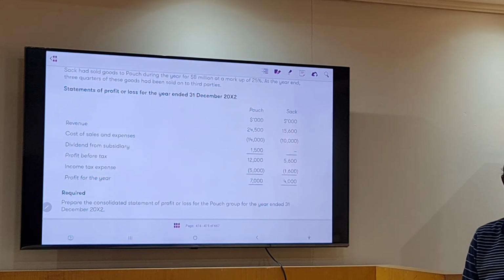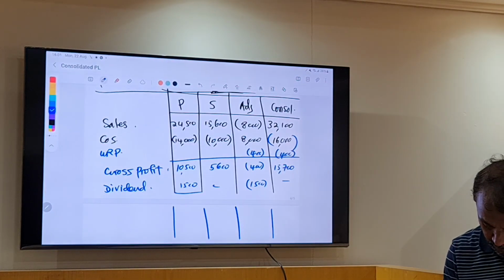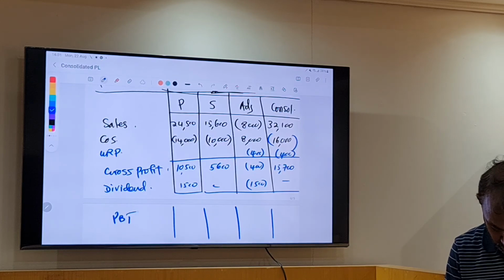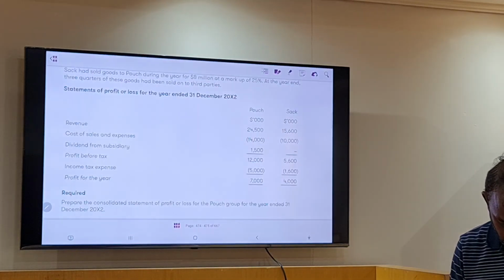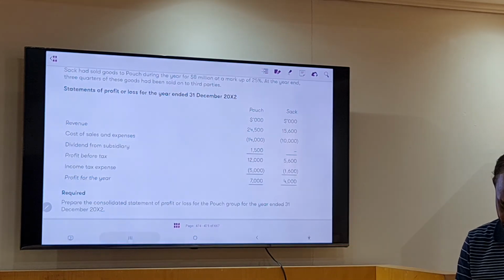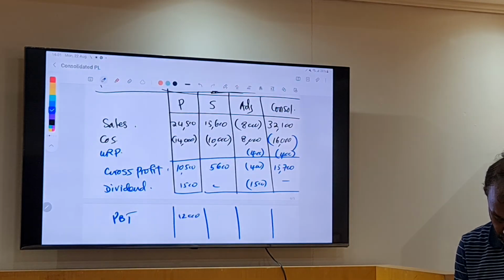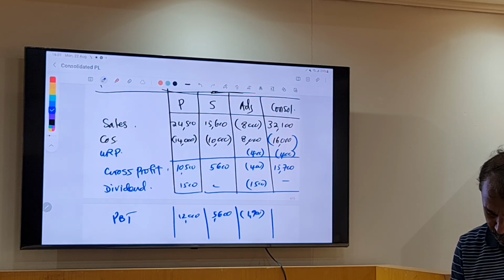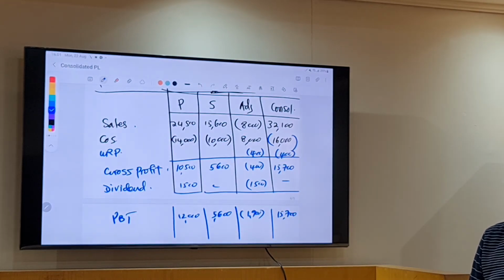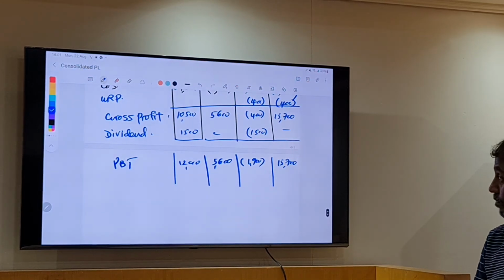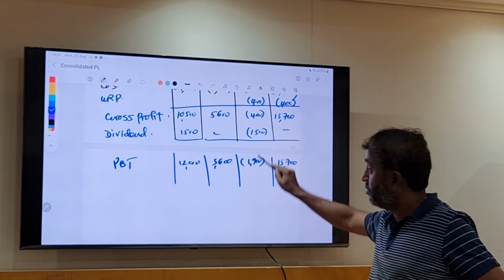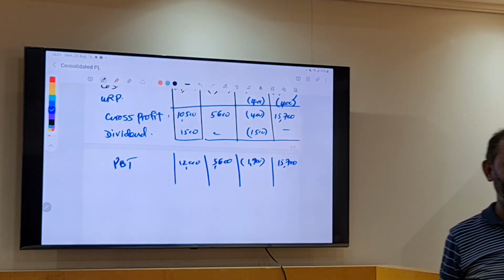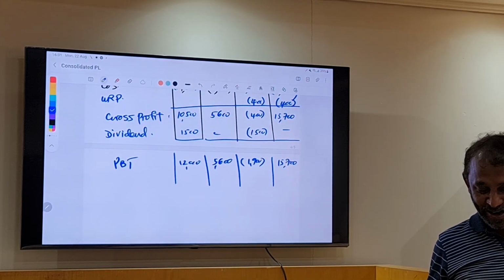Profit before tax. Income tax. Profit before tax is 12,000, 5,600, and then this one 1,900. Here 15,700. Why 1,900? From where? 400, 1,000. Okay.